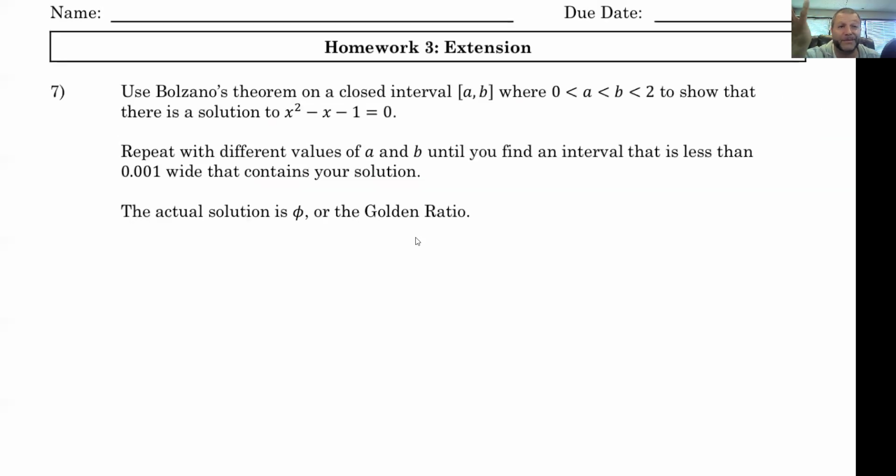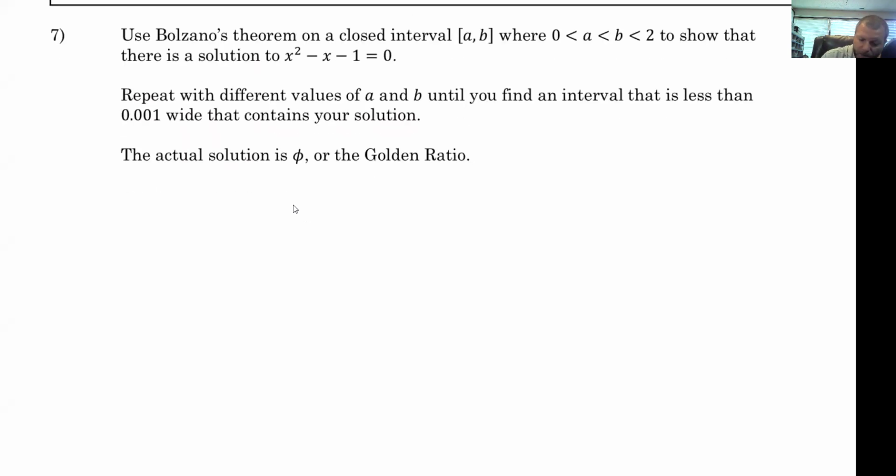So I'm probably not going to do question 7 to its gory conclusion, but we want to find a closed interval between 0 and 2 to show that there's a solution to this function right here. It's actually the golden ratio that this solution is going to be. If you're unsure, just look at the golden ratio. So here's the idea, right?